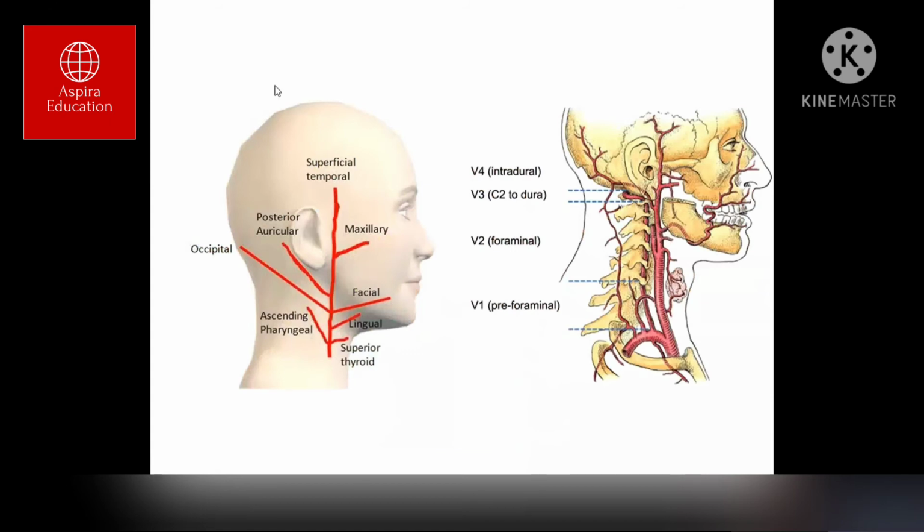What are the branches of the external carotid? The external carotid artery divides into the following branches. One is the superior thyroid artery, which supplies the thyroid. One is the lingual artery, which supplies the tongue. Then the facial artery, which supplies the predominant part of the face. Then there is the maxillary artery. Then we have the superficial temporal artery, the posterior auricular branch, the occipital artery, and the ascending pharyngeal artery. So these are the branches of the external carotid artery.